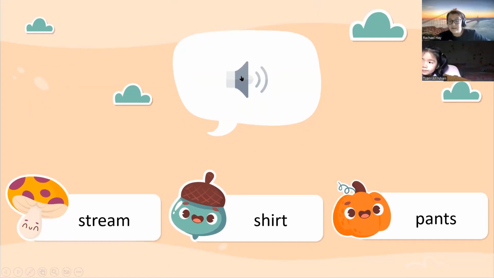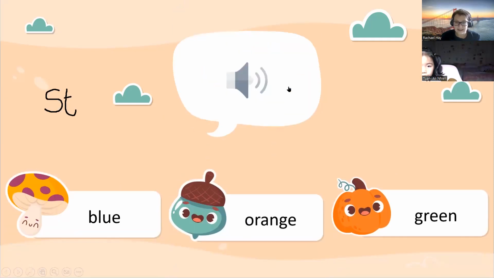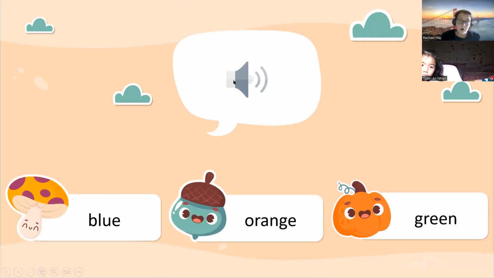Stream. We're looking for the word stream. So we need to find a word that has an S and a T. Is it one, two, or three? One. Good. Okay. Orange. We're looking for the color orange. Starts with an O. Is it one, two, or three? Two. Yes.